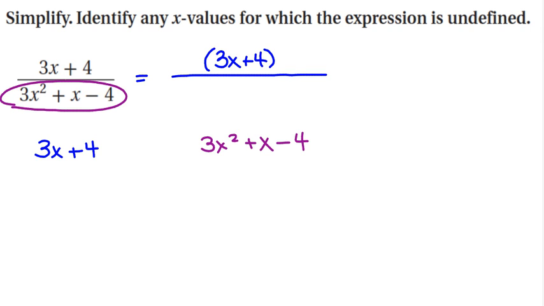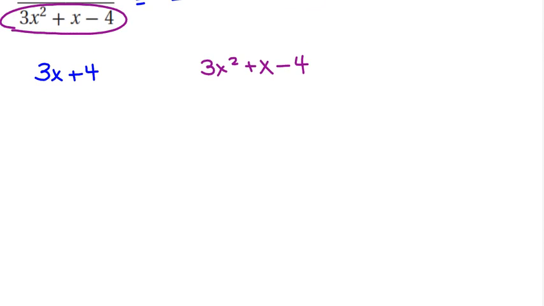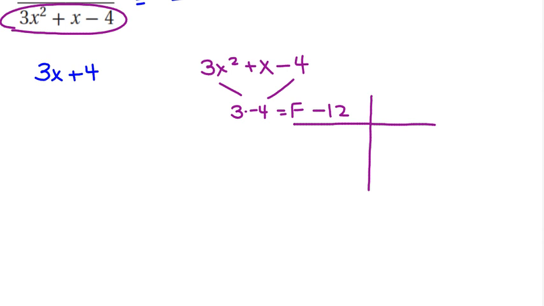It's a trinomial with a leading coefficient not 1. So we have to use the AC method. So to review the AC method, you take 3 times negative 4, and you get negative 12. So that's going to be the left-hand side of your t-chart. The right-hand side of the t-chart is what sums to b, so sums to 1. So let's list out all the factors of negative 12. Well, negative 6 times 2, negative 3 times 4, positive 6 times negative 2, positive 3 times negative 4. So here's some scenarios. Let's go ahead and add them.